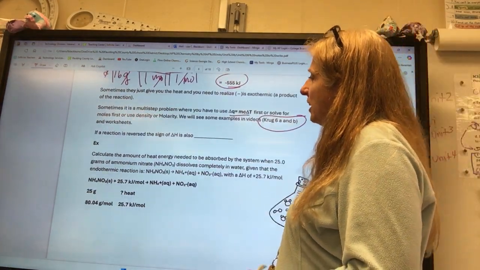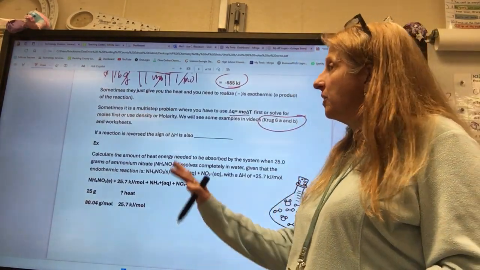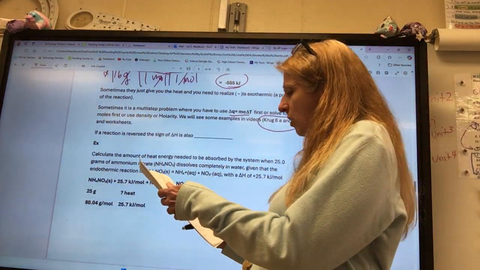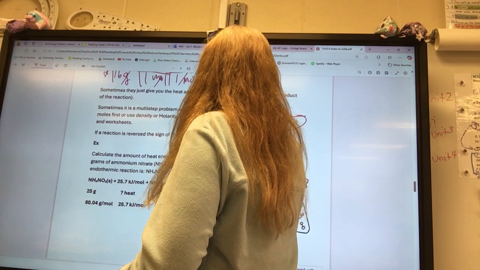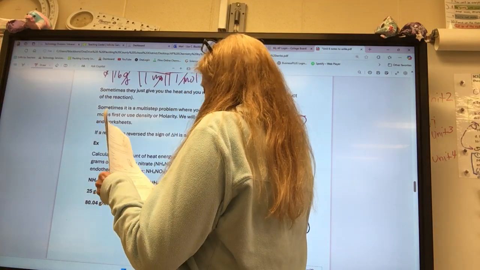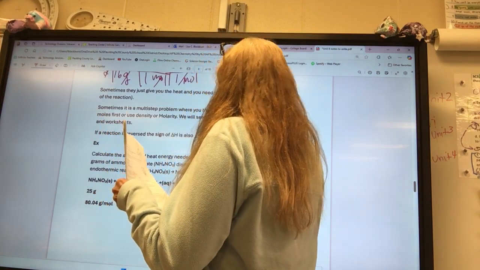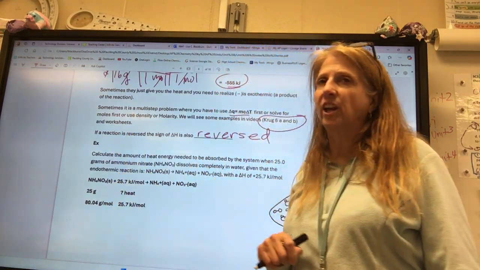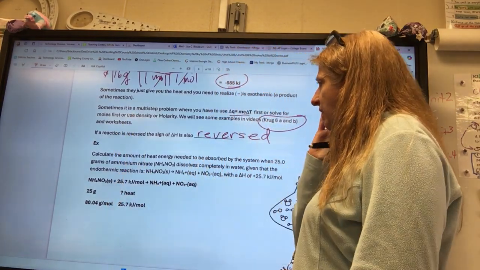If a reaction is reversed, sometimes they'll say, this is the reaction, this is the heat, but we're gonna reverse it. All you do is you change the sign of delta H. So that's like another little trick they can throw at you, is reversing the reaction, and you just got to know to change the sign.